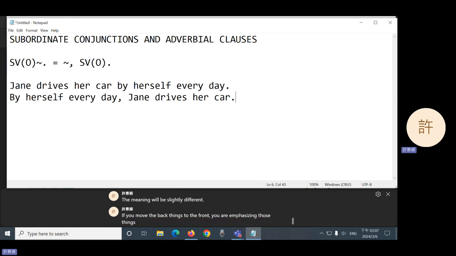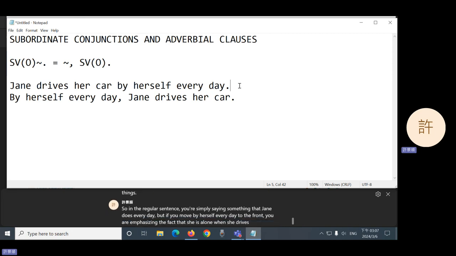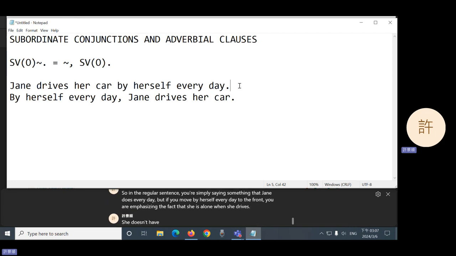So in the regular sentence, you're simply saying something that Jane does every day. But if you move "by herself every day" to the front, you are emphasizing the fact that she is alone when she drives. She doesn't have a carpool partner. She doesn't drive her kids. She doesn't drive her family. She is alone. But the grammar is exactly the same.